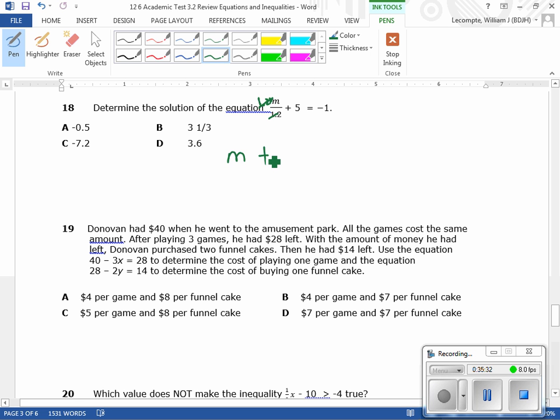So now I just have to say that m is equal to, and subtract 6 from both sides. That gives me a negative 7.2. That would be answer C.